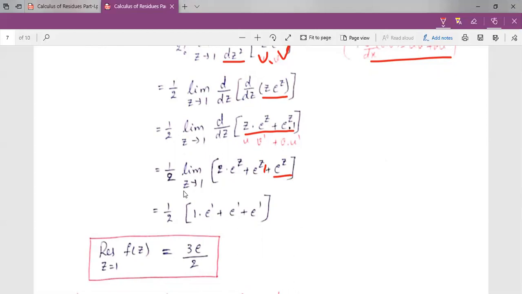Finally, we replace the limit point z tends to 1. We get 1 into e power 1 plus e power 1 plus e power 1. When we simplify that, we get the residue of f of z at z equal to 1, which is a pole of order 3, that is 3e by 2.